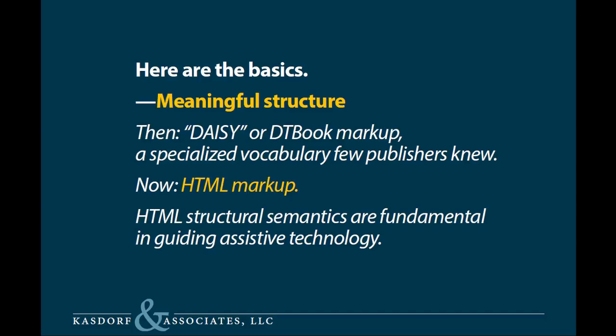So first of all, meaningful structure. The requirement for accessible publications used to involve a specialized vocabulary called DTBook, often referred to as the DAISY format. People had to find somebody that knew what the heck that was and spend the money to put their content into this very special vocabulary in order for assistive technology to work with it. That's no longer the case. Assistive technology now wants HTML markup. The inherent structural semantics that are built into the HTML vocabulary are what your content should use, and guess what? You already do that. You already know how to do that.